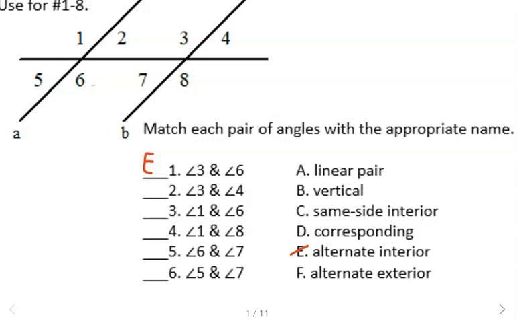The next one, 3 and 4. 3 and 4 are right next to each other. Together they form a straight line. So that's linear pair. Then we have 1 and 6. 1 and 6 are vertical angles. They're opposite angles formed by intersecting lines.